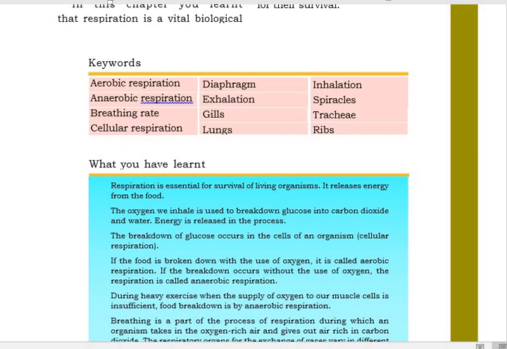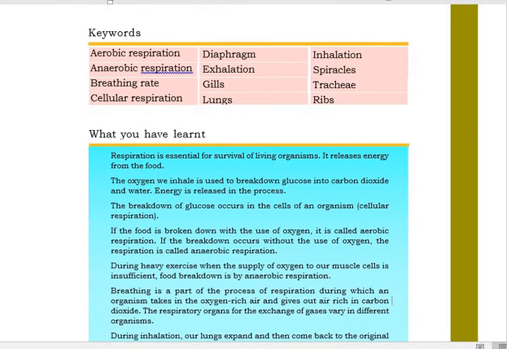If the food is broken down with the use of oxygen, or with the help of oxygen, it is called aerobic respiration. If the breakdown occurs without the use of oxygen, or in the absence of oxygen, that respiration is called anaerobic respiration. Anaerobic respiration generally takes place in some microscopic organisms like yeast.